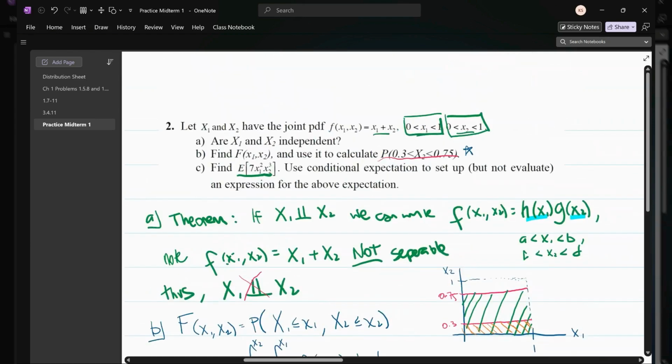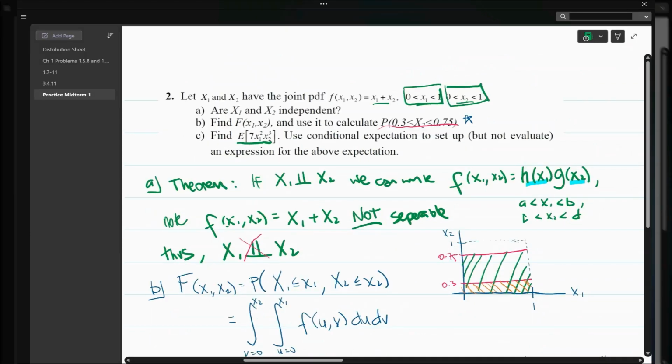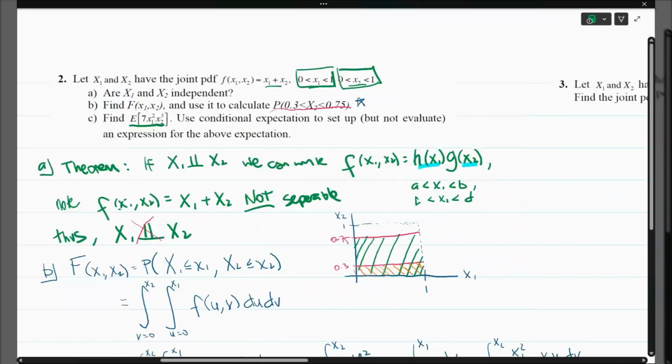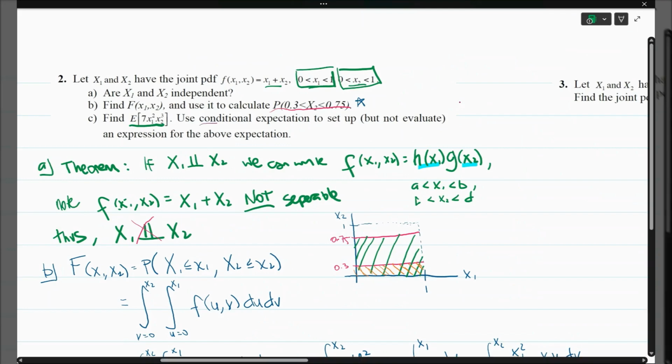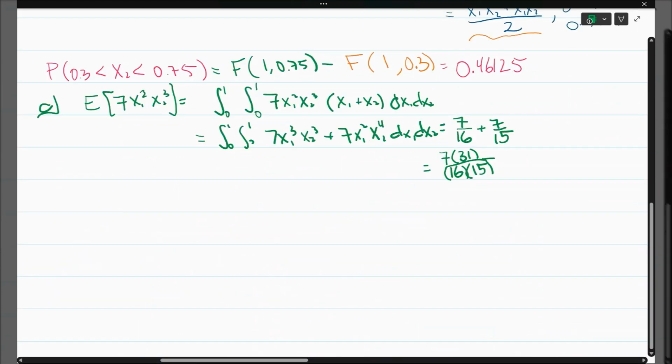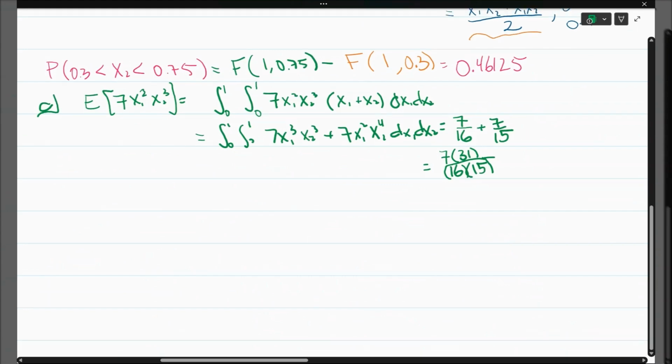The next part is we want to specifically use conditional expectation to set up, but not evaluate, an expression for the expected value in this context. Using conditional expectation. And so let's go ahead and see if we can apply that. Now, note that we want to find an unconditional expectation using conditional expectation.